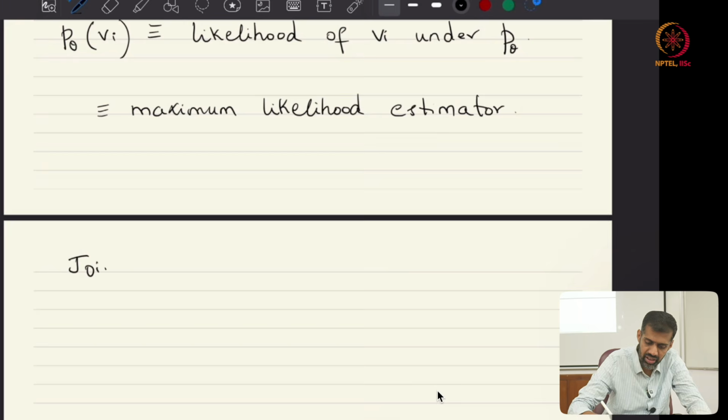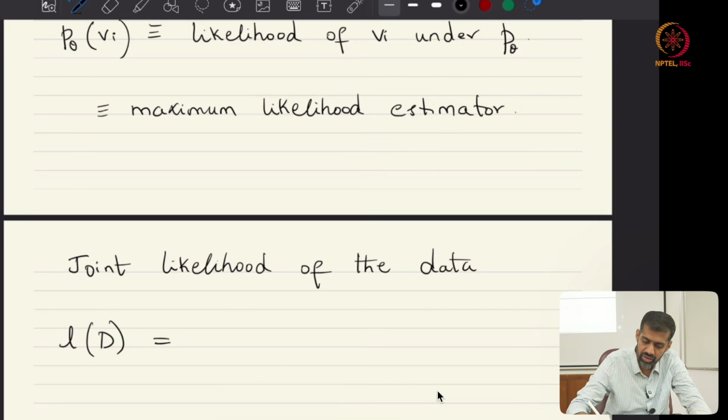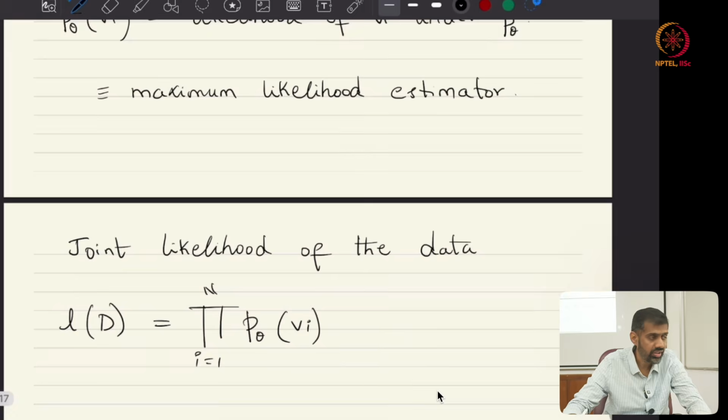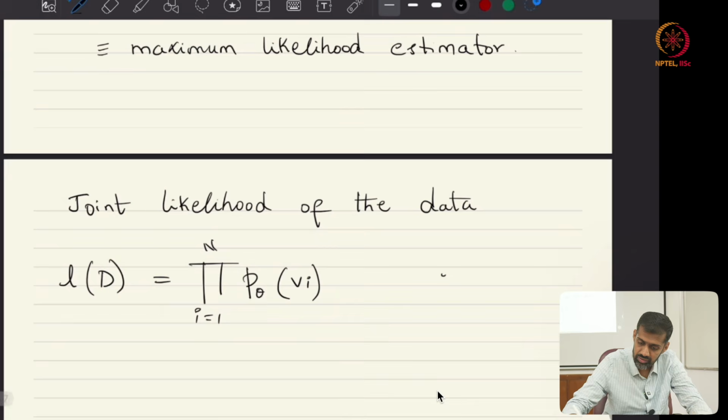The joint likelihood of the data, let me call that L of D, is given by the product of all the distributions, right? Correct? Because they are IID.